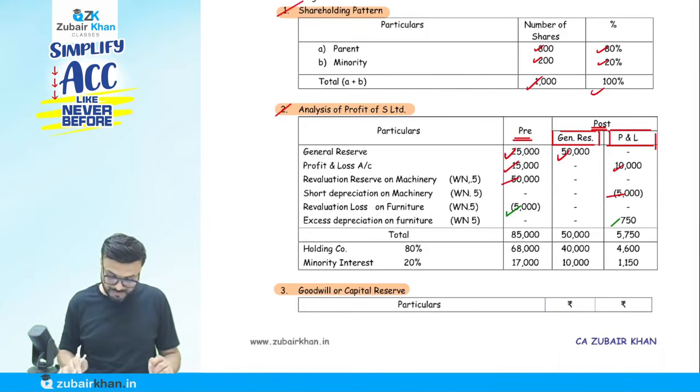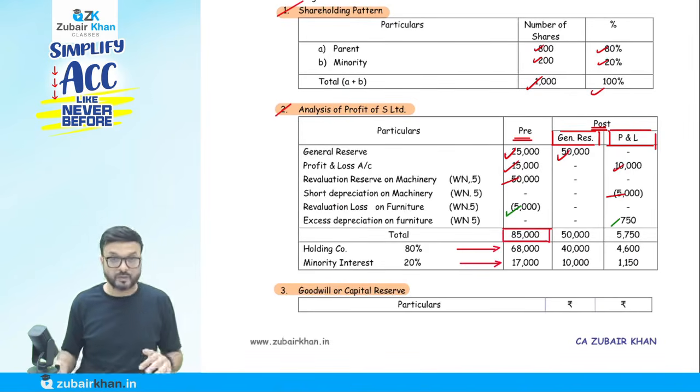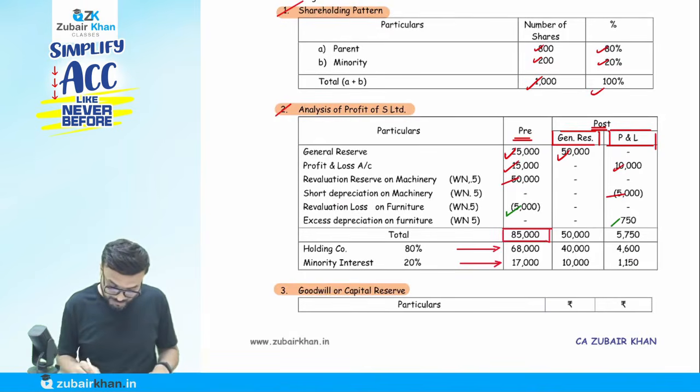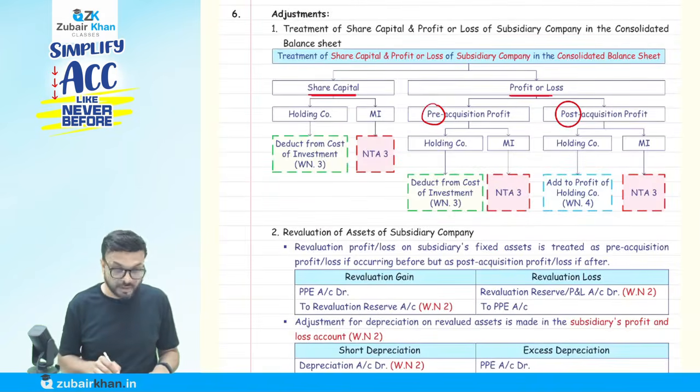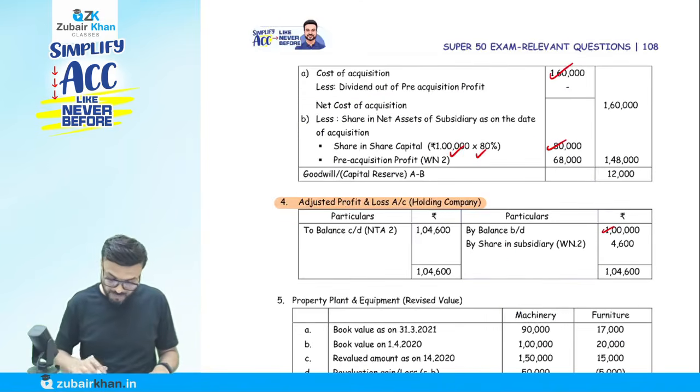Now we'll close down the notes to account, working note 1, one by one. First, second. Now understand, the pre is coming how much? 85,000. Sorry, 80% and 20%. What do we do for these 80%? We deduct from working note number 3. So we'll go to working note number 3 and deduct here. How much is it coming?